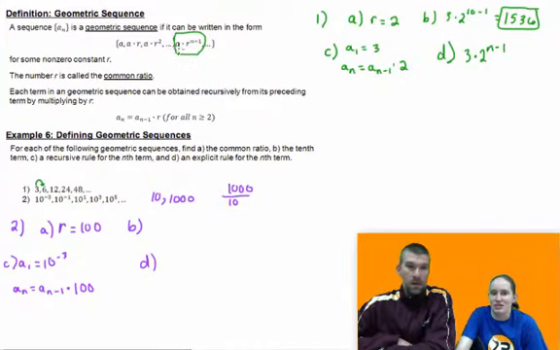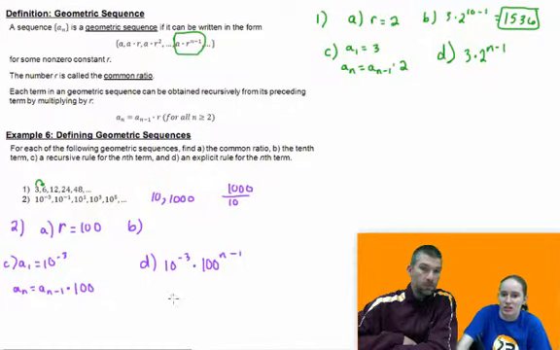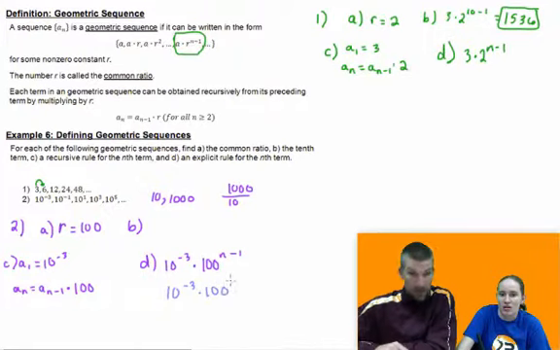Okay, so let's try this time. A, in this case, is our first term, which is 10 to the negative third power, times r, which is 100, or you could say 10 squared, to the n minus 1. And then we just need to plug in 10 and get our answer. Oh geez, that's yet another big number.